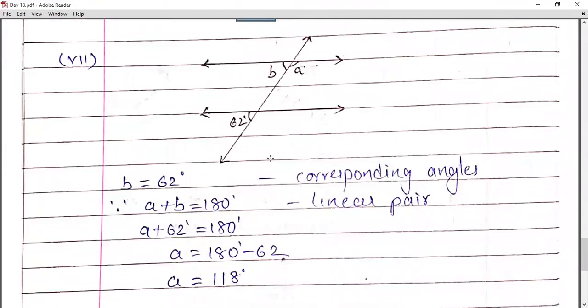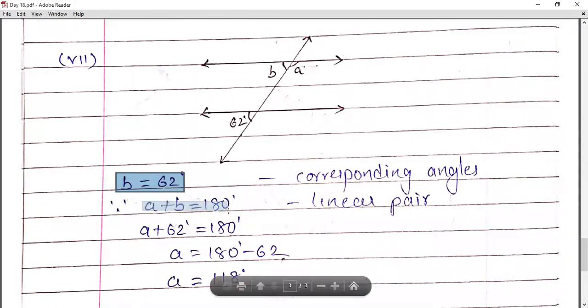Part 7, you can see B and 62 degree are corresponding angles. So we got B is equal to 62 degree. Now you can see B and A are forming a straight line. Hence, the sum of B and A will be 180 degree. They are forming a linear pair or straight angles.